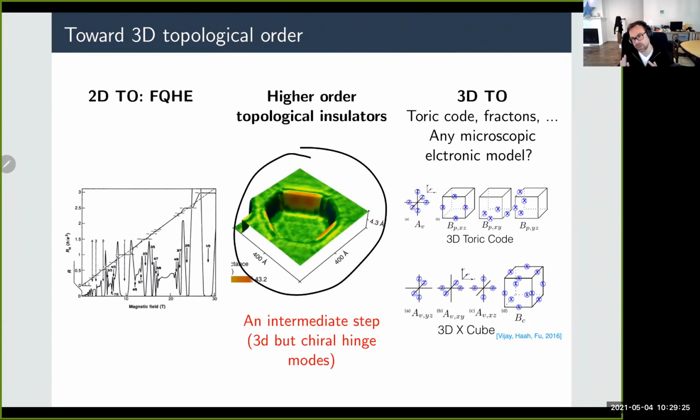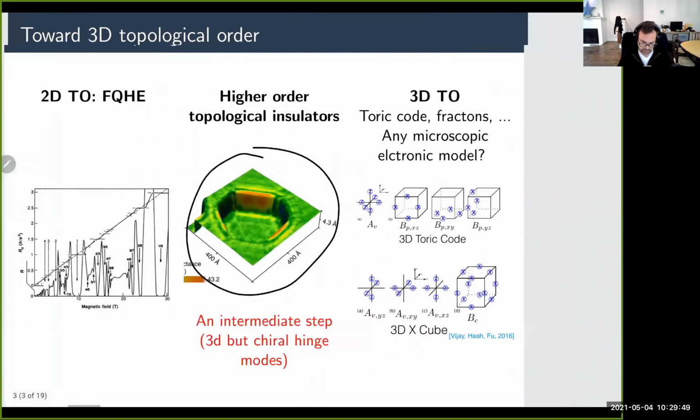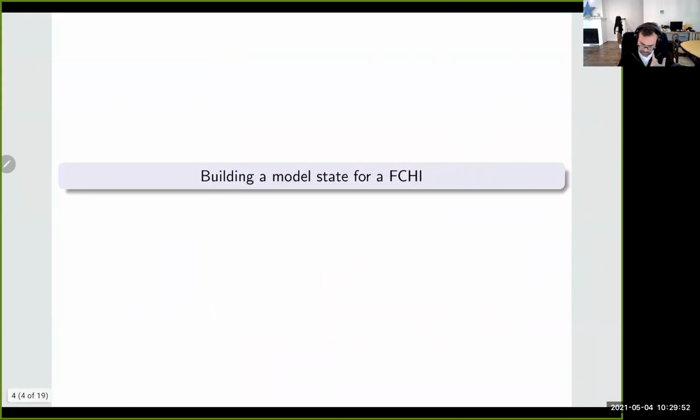So in the simplest model in 3D for higher order topological insulators without any interaction, you do have chiral modes at the hinges. So from this perspective, it looks like what we have in the fractional quantum Hall effect and the quantum Hall effect. This is a pretty nice starting point to wonder what will happen when we turn on strong interactions in such a system. And as usual, the simplest way to try to probe this physics is to build a model state for fractional chiral hinge insulators.